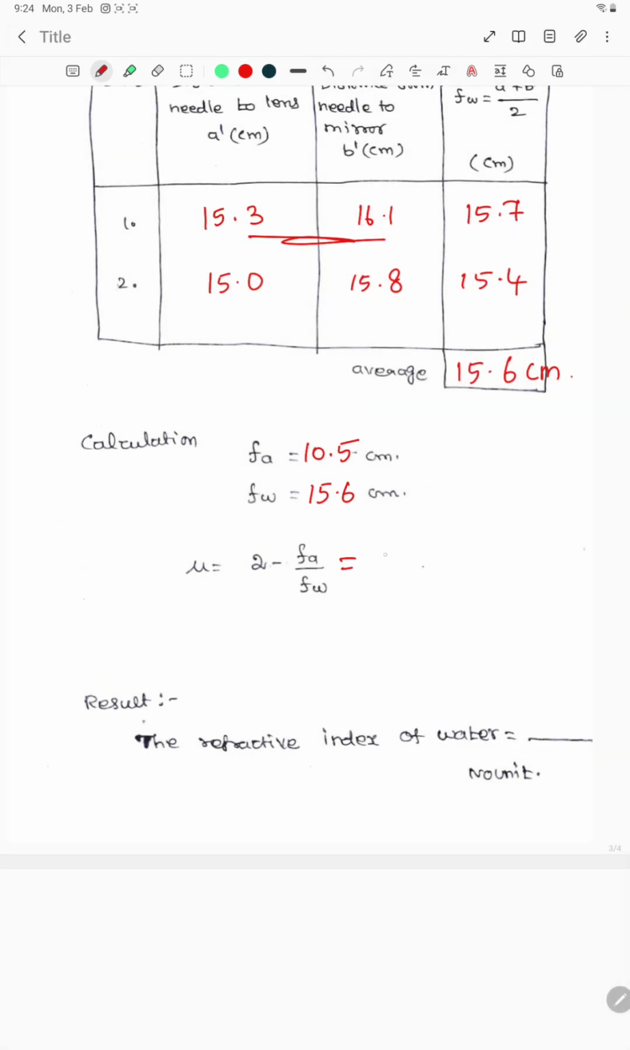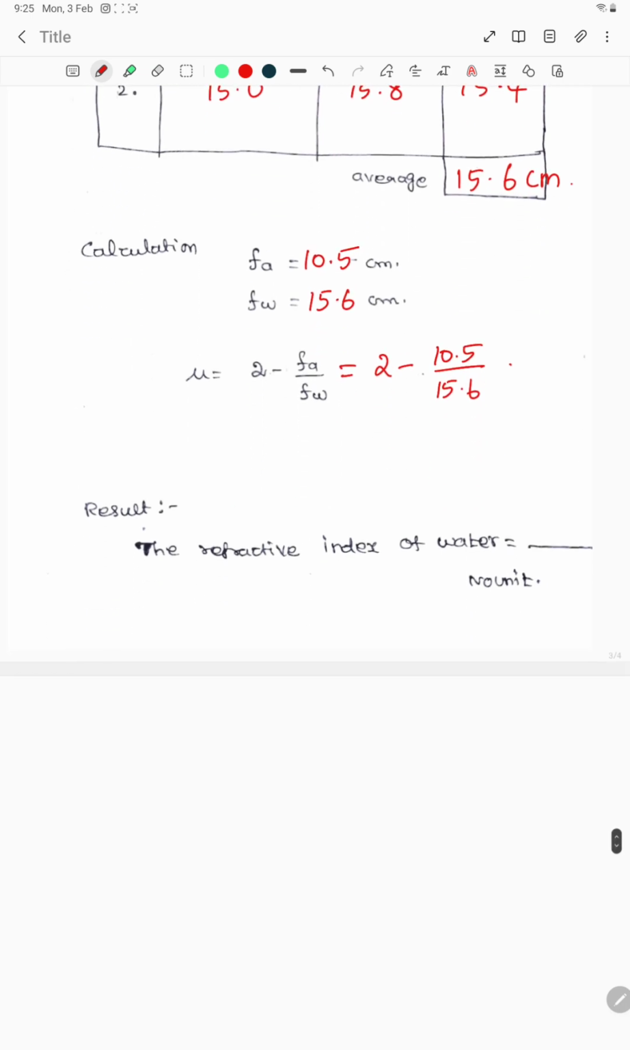Okay, 15.6. So the formula is 2 minus Fa divided by Fw. Once again, when you are having multiple operators like negative, subtraction, division, etc., you must use the bracket. So when you type in the calculator, how will you type? You will type 2 minus, open the bracket, 10.5 divided by 15.6. If you type without the bracket, then 2 minus 10.5 alone will be done separately and the division will be done separately. That will be wrong, right? So you have to use the bracket while dividing or subtracting like this in a complex way. So 2 minus, open the bracket, 10.5 divided by 15.6.